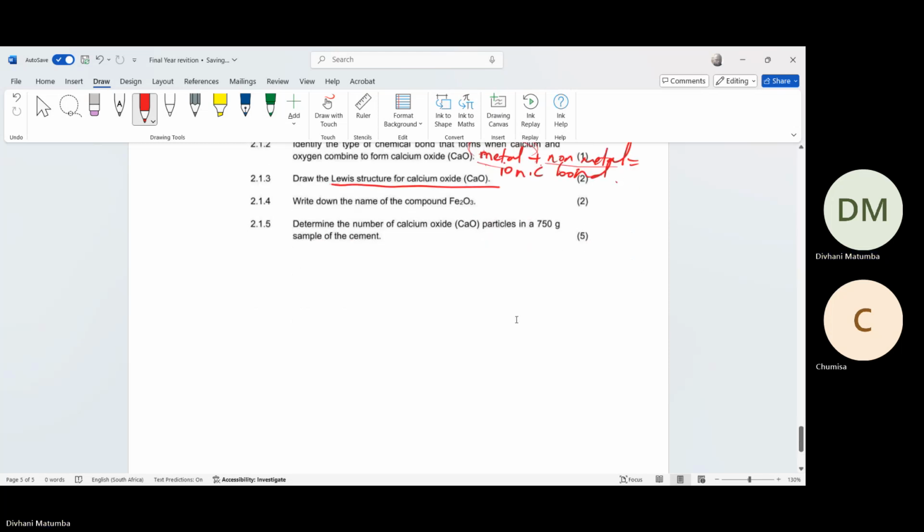Now draw the Lewis structure of calcium oxide. The Lewis diagram. Now the Lewis diagram of calcium will look like, calcium is a metal. Okay, so if I'm doing 2.1.3, calcium is a metal. When a metal bonds with a non-metal, it bonds through transfer of electrons.